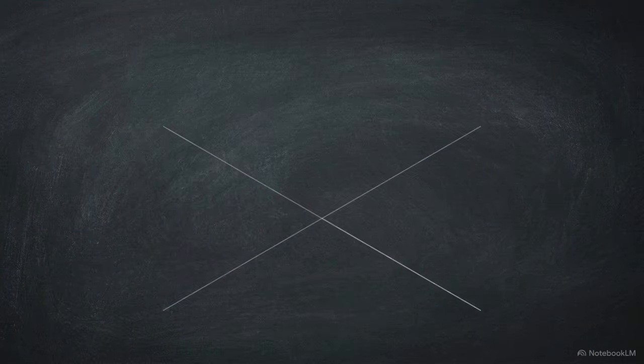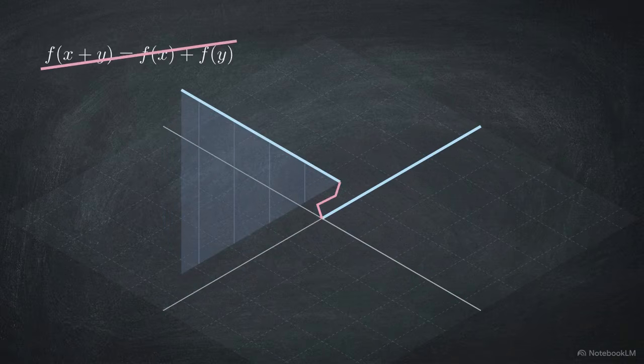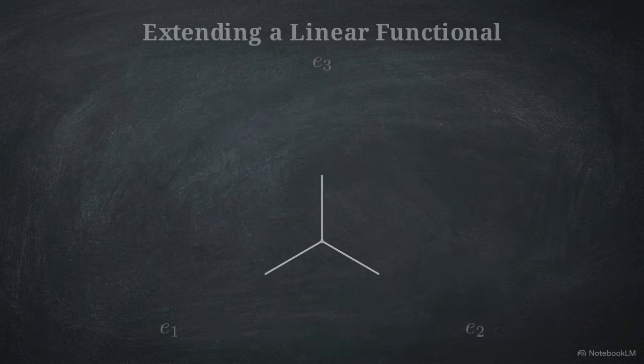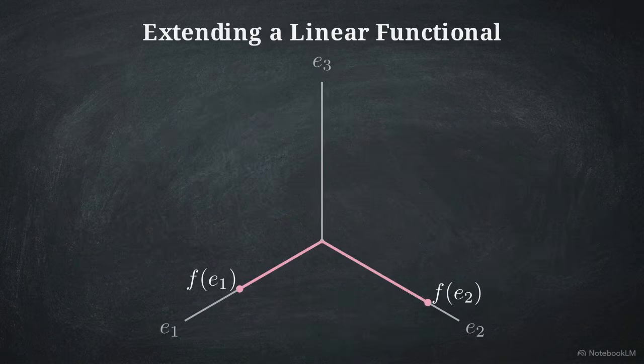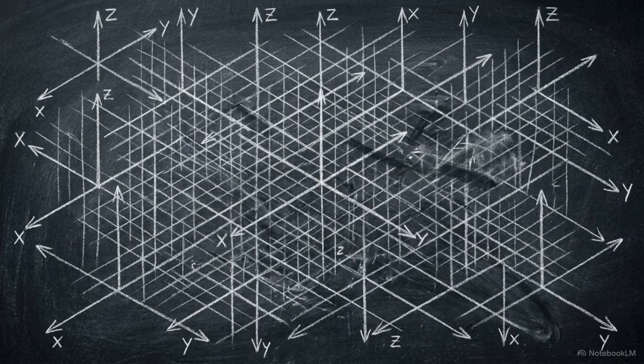structure. If you only have a functional defined on a small subspace, you might think you can just assign a value of 0 to everything outside of it, but doing that immediately breaks the linearity of the function. In a finite dimensional space, you can construct an extension step by step using a basis. In infinite dimensions, however, that approach falls apart.